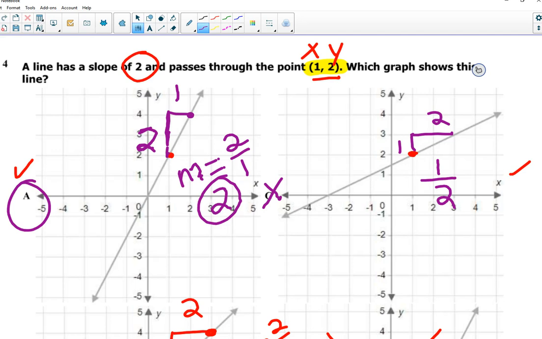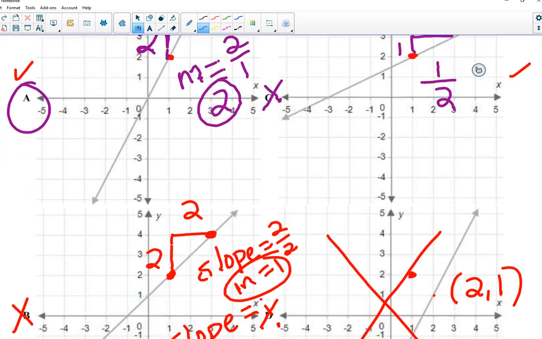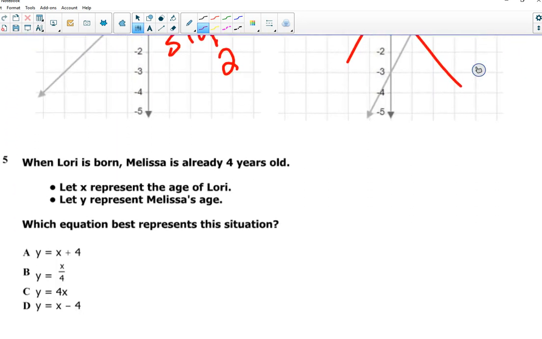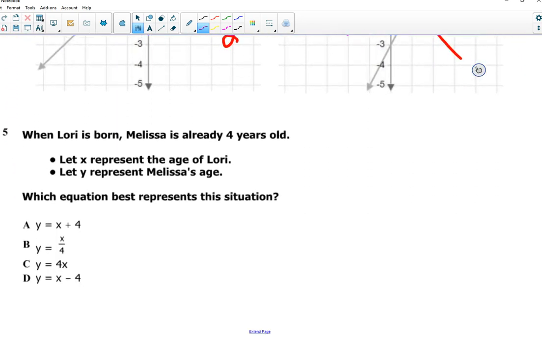All right. Let's look at number 5. We're halfway there almost. When Lori is born, Melissa is already 4 years old. Let X represent the age of Lori and let Y represent Melissa's age. Which equation best represents the situation? Think about it. If Melissa is already 4, our graph is going to start at what? 4. This is our starting point.